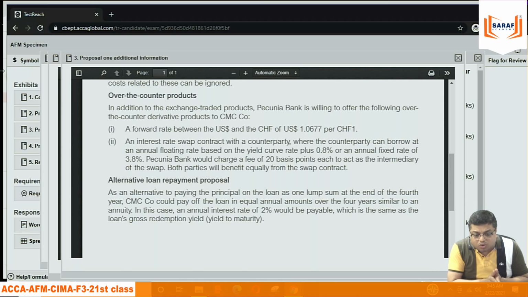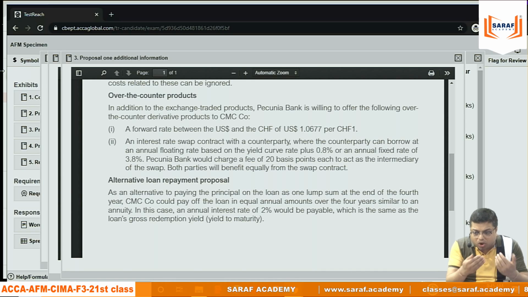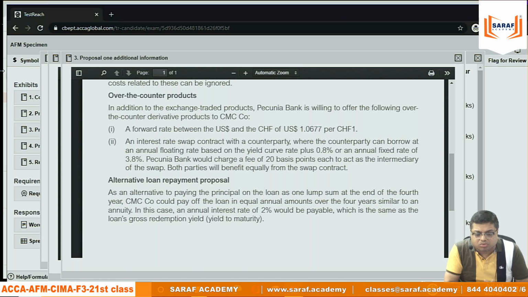But we have to assume that the CNC company does not want fixed borrowing. We have to assume that CNC company wants floating borrowing and the other company wants fixed borrowing. We have to assume this, otherwise there is no question of a swap. There is no benefit of a swap. They will borrow where the cost is lower. But if I need that borrowing, then why would I go into a swap? What is the reason for going into a swap?